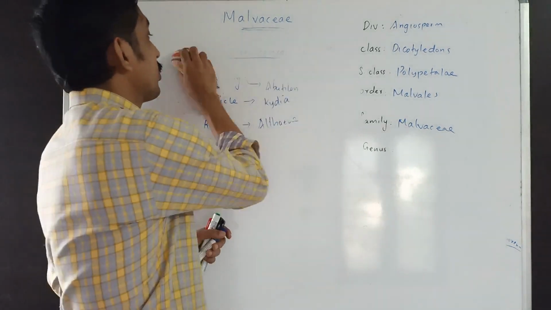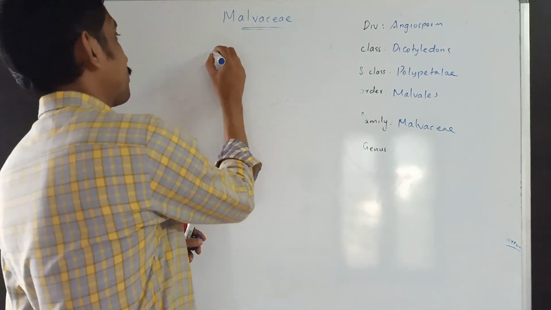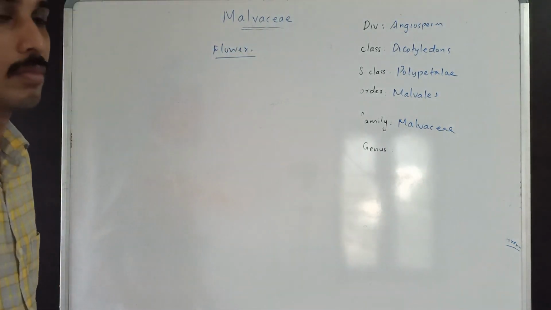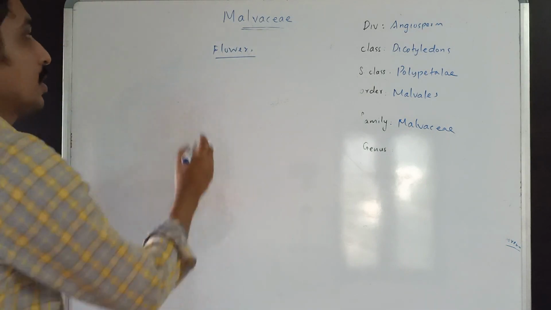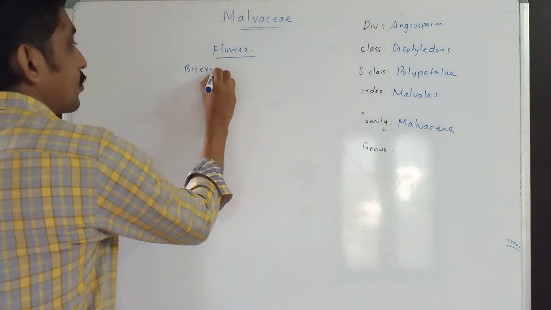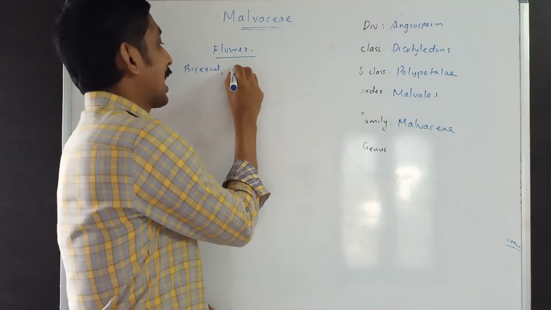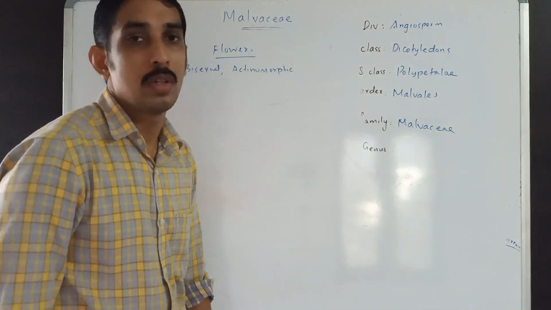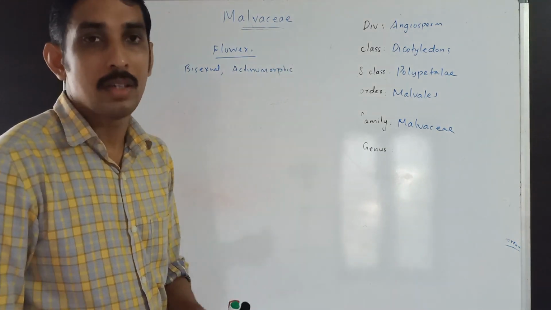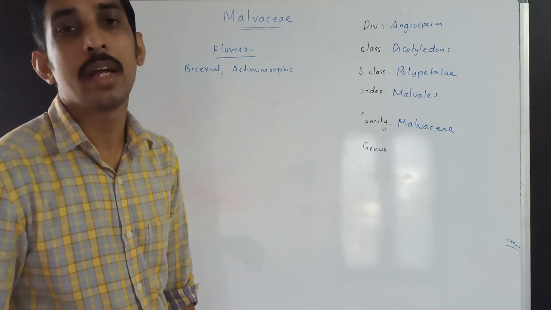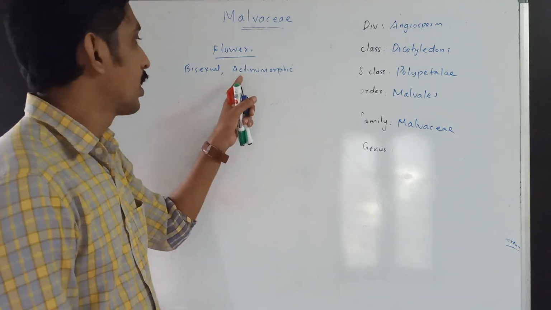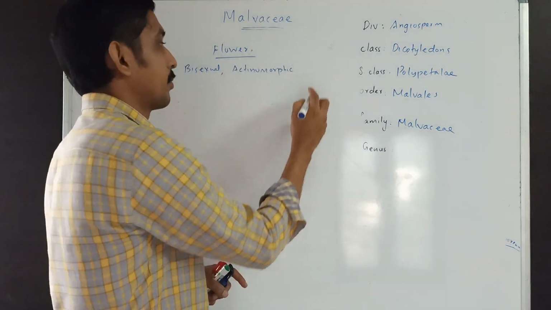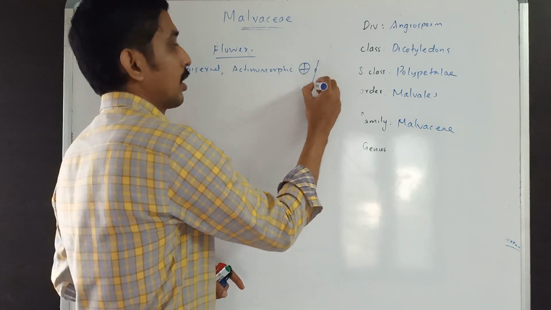And when we move on to the next part, that is called the flower. Flowers are usually bisexual and they are actinomorphic. That means we are able to make two equal halves through any plane passing through the floral axis. That is why it is called actinomorphic. Okay, you can also represent it in the form of a small symbol like this or like this.